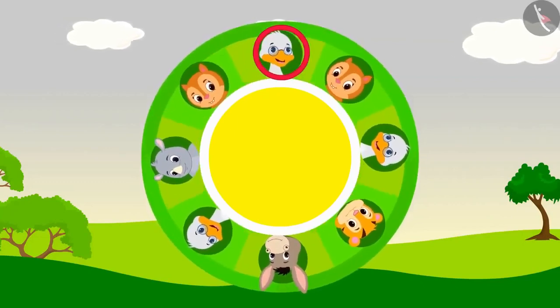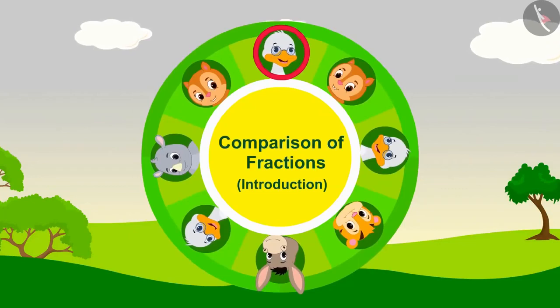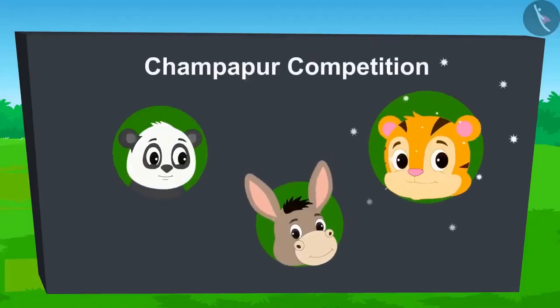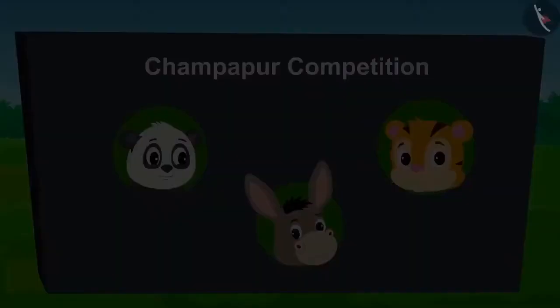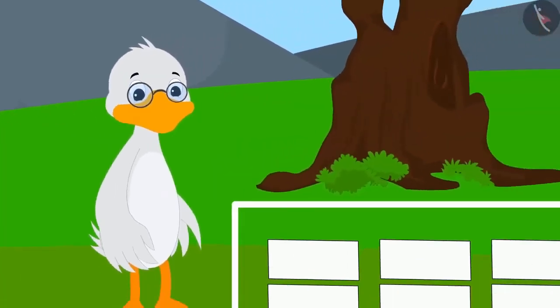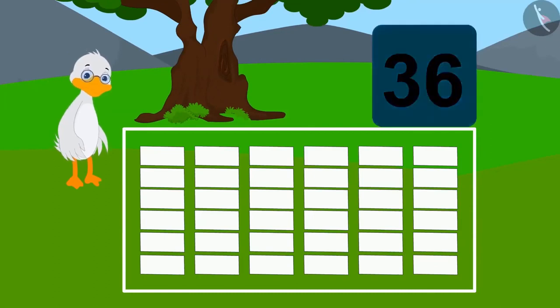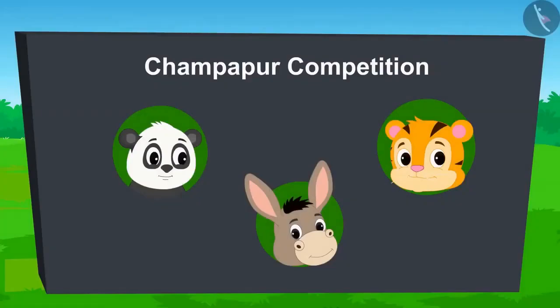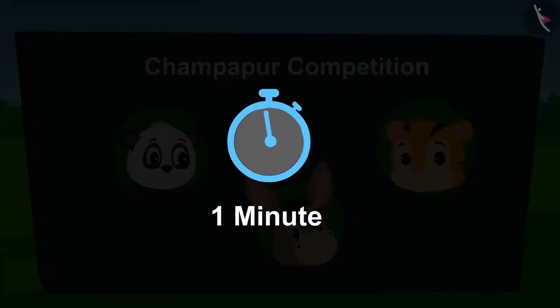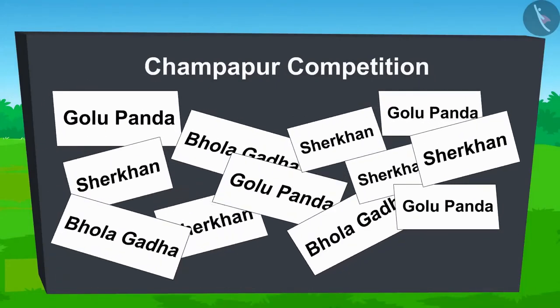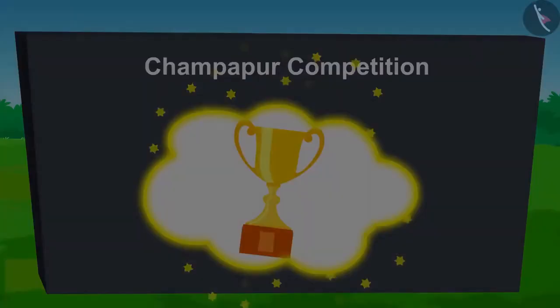Hello children! In this video, we will learn to compare fractions. Today, a competition is going on in the village. Uncle has scattered a total of 36 pieces of paper in a rectangular area here. All the contestants will be given 1 minute time in the competition. The contestant who writes his name on the most pieces of paper will win the competition.